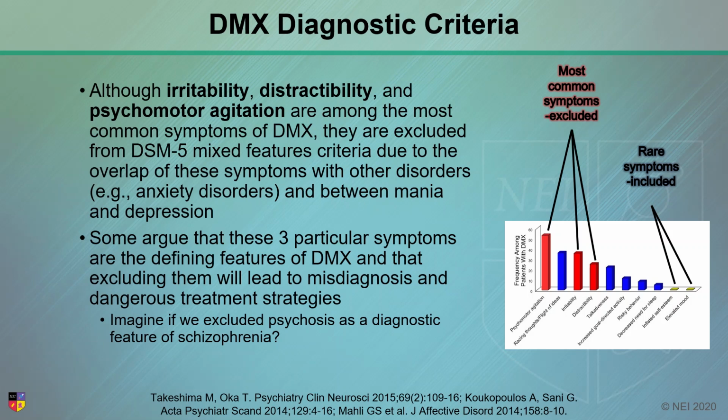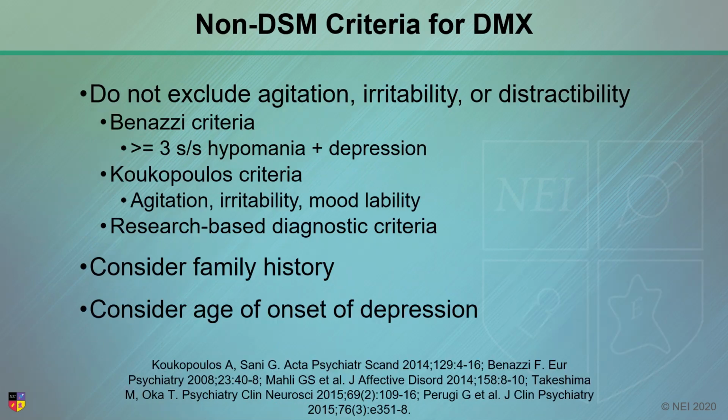So you have this mixed state, depression with bipolar manic elements, but you're leaving out irritability, distractibility, and psychomotor agitation. That leaves you open to the potential of misdiagnosis, while they're including rare symptoms such as inflated self-esteem and elevated mood. That doesn't occur very much in these mixed states, so why include it in the criteria but leave out these important three symptoms?